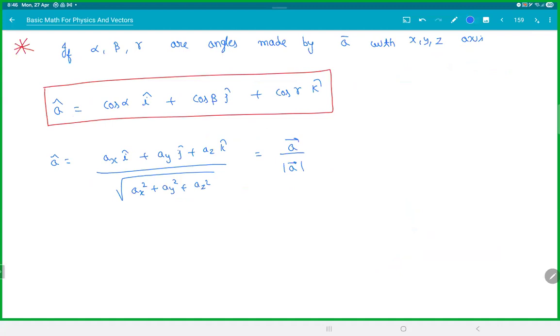Any doubts on this? Clear, na, Radhika? Manav? Clear? Shrikant? Tanmay? Okay. Let's go ahead. Ahana, Ananya, clear? Dave?